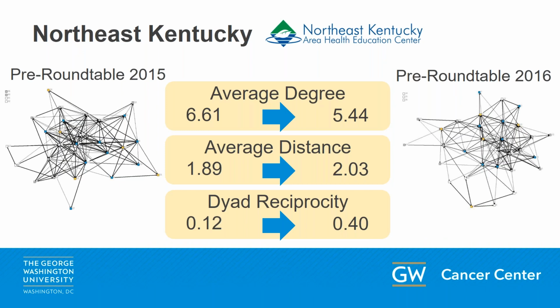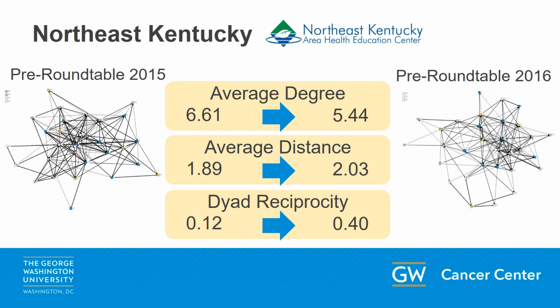Kentucky started with a very strong network. In fact, it was the strongest of the 4 roundtables that we organized. It helped that the Area Health Education Center that convenes the meeting was very well respected and integrated as part of their regional hospital and frequently partnered with academics. So the first indicator, which is average degree, tells us that a person on average knew over 6 other people at the roundtable in 2015 in Kentucky.